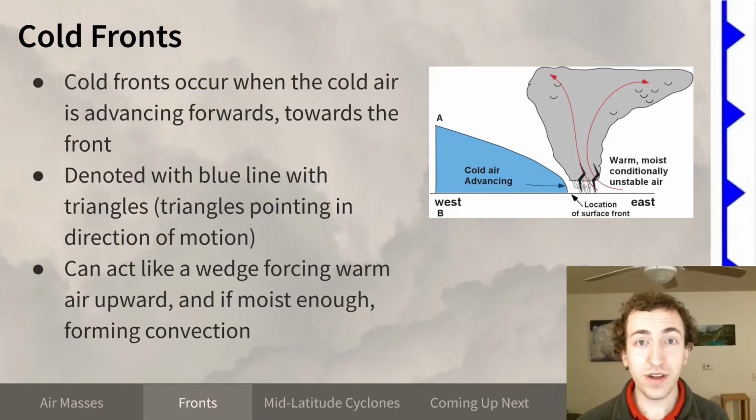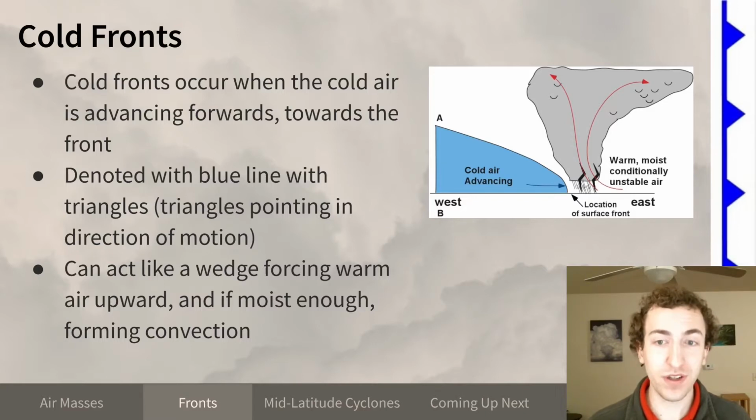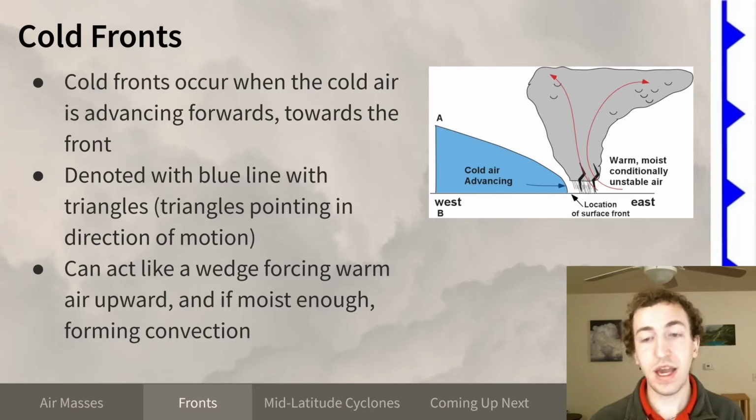Okay, so as promised in the first video, we're going to go into the details of the different kinds of fronts, starting off with cold fronts. Cold fronts occur when, again, the warm air is advancing forwards or towards the boundary, towards the front. On a weather map or a surface analysis, these are denoted with blue lines with triangles on them. And the triangles point in the direction of the motion of this front.